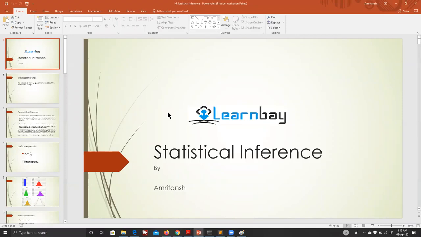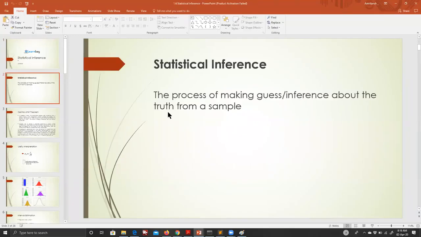Inference is like the truth or the supposition that you get out from a problem, right? So basically, statistical inference is nothing but the process of making a guess or inference about the truth from a sample. Remember, we are talking about a sample. Why are we using the word guess? If you were using a population, you do not need to write the word guess. There is no requirement because then you exactly know what it is.